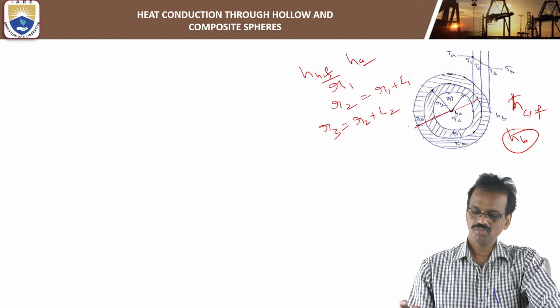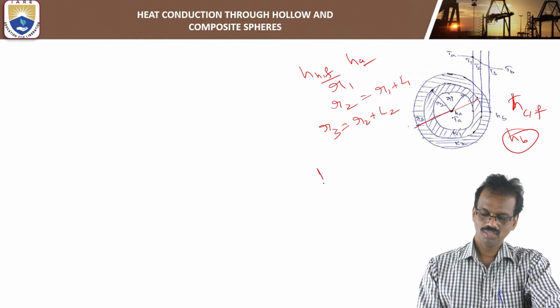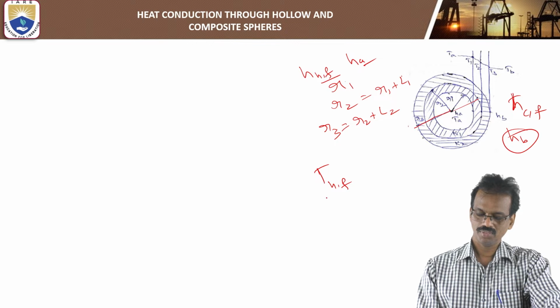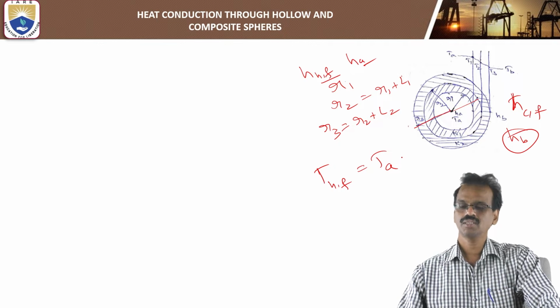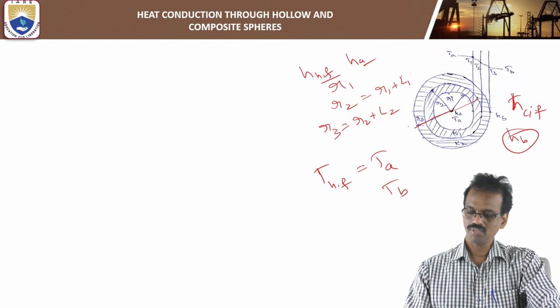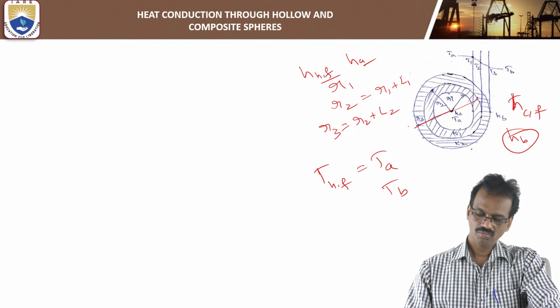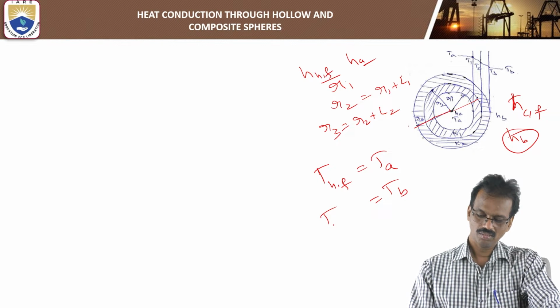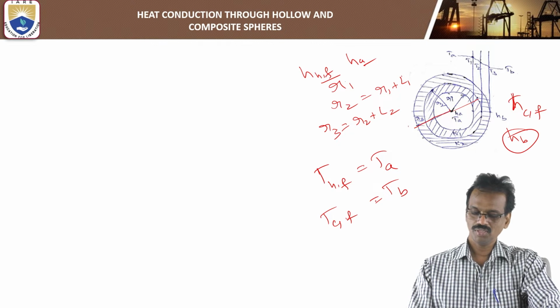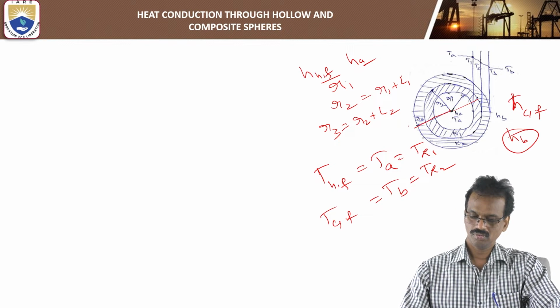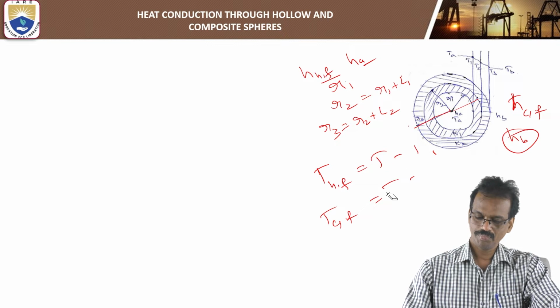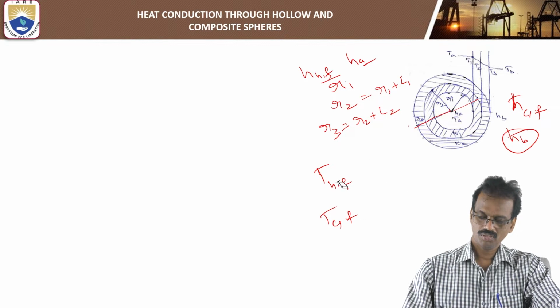Next, the temperatures you can assume. The temperature of the hot fluid you can represent like this, or otherwise as Ta. Ta is the inner fluid temperature, and Tb is the outer fluid temperature, which means cold air, atmospheric air, or we can represent it as T cold fluid. Also we can represent it as T infinity 1 or T infinity 2. You can represent any one of these parameters, don't get confused. Try to understand this. These are just the parameters.